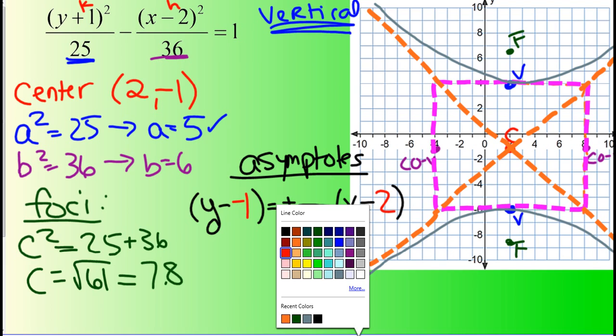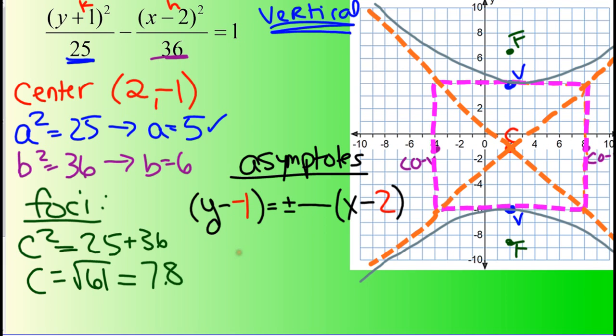And then to graph, let's highlight so you can see what I'm counting. We go from your center to the upper corner here. And all you have to do is count. You're going to count up and over. So we counted up 5 and over 6, right? And you'll notice that that's actually your a and your b.